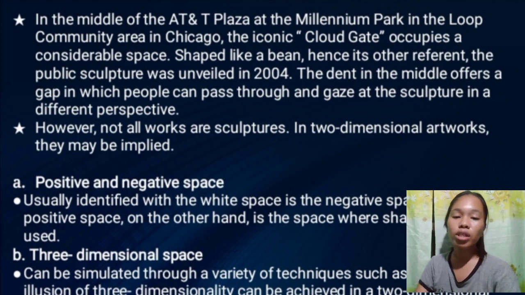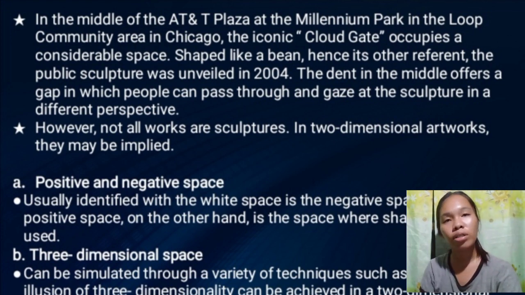The three-dimensional space can be simulated through a variety of techniques, such as shading, and the illusion of dimensionality can be achieved in a two-dimensional work. When we say three-dimensional, it refers to an artwork or a piece of art that has height, width, and depth.